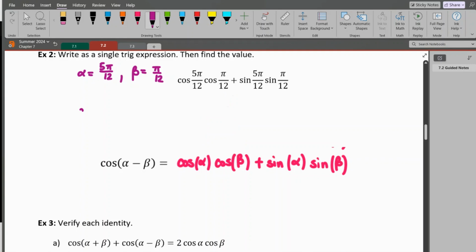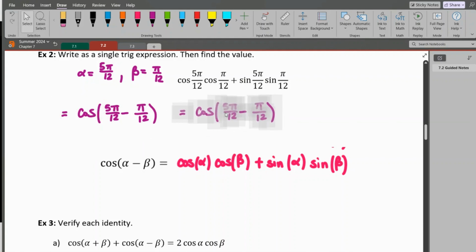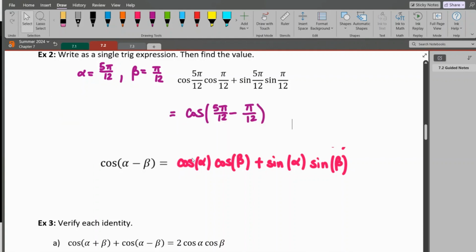And then what we can write here is cosine of alpha minus beta. So in other words, 5 pi over 12 minus pi over 12. I'm going to scoot this over so that it's a little more clear that the line I just wrote is equal to what we're trying to show.